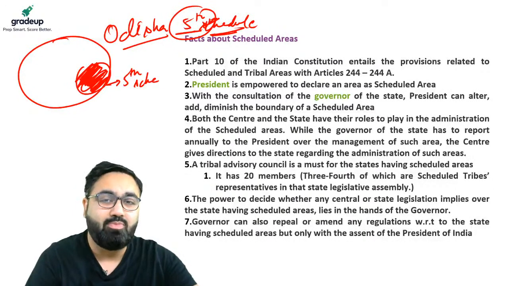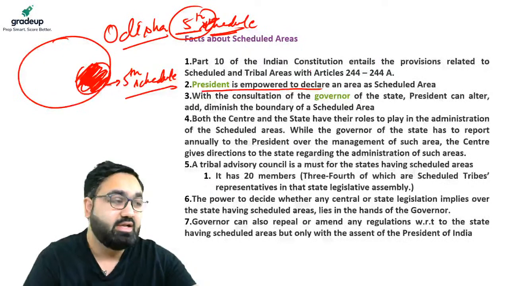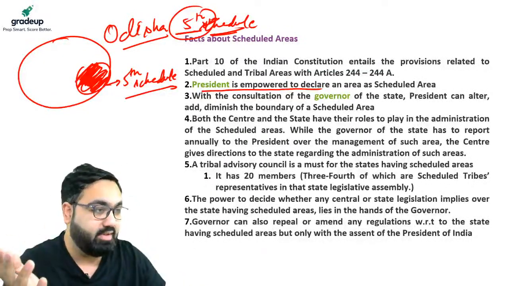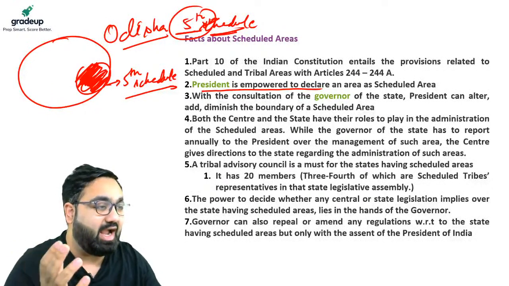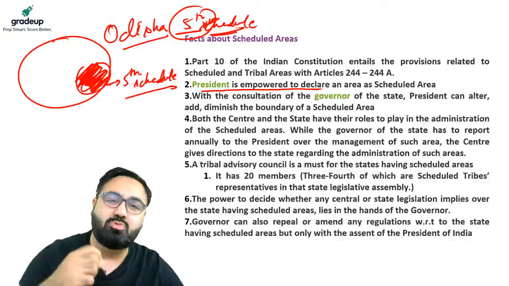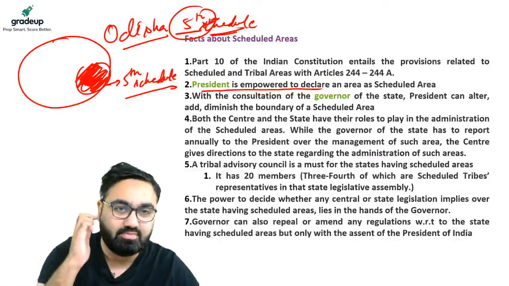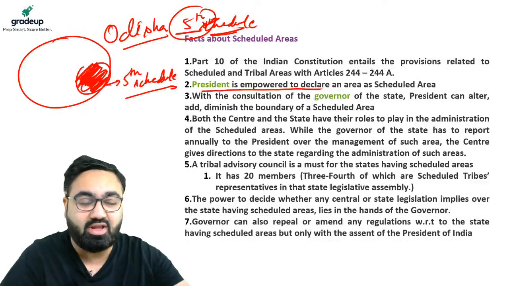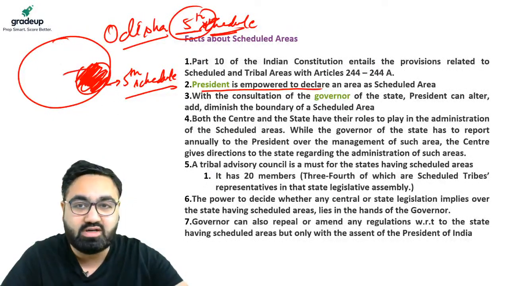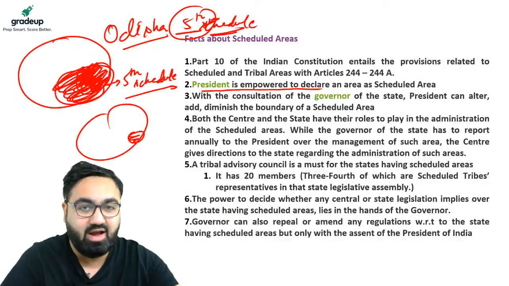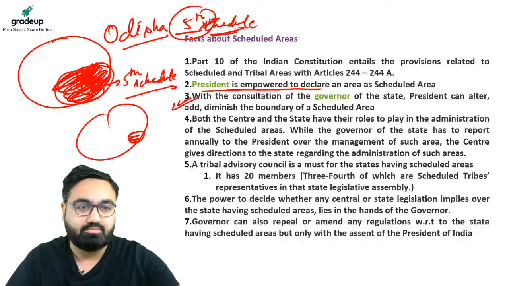Who decides how much part of Odisha will be under the 5th schedule? The president decides. So president can declare an area as a scheduled area. So president can increase that area also, president can decrease that area also. President can add some other parts in this area. So for example, president can say from tomorrow onwards, this will be the area, or president can decrease this area as well after consulting the governor.